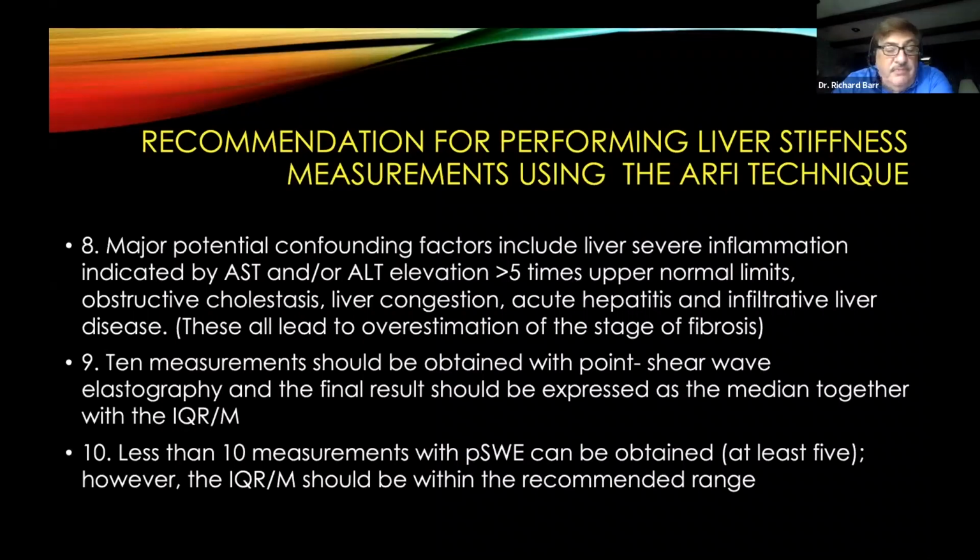10 measurements should be obtained with point shear wave, and the final result should be expressed as the median together with the interquartile range divided by the median. And we'll talk about this. This is really the best way to evaluate if we have quality data. If less than 10 measurements with point shear wave are obtained, and it always should be above 5, but sometimes it may be difficult in a difficult patient, always use that IQR over median, and it should be within the recommended range to be accurate to have good measurements.